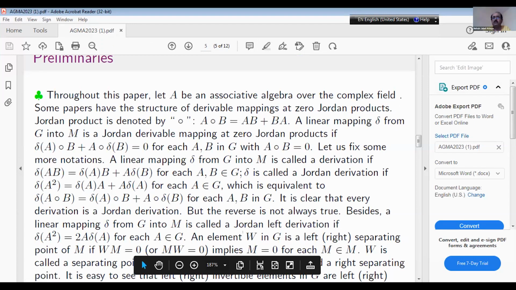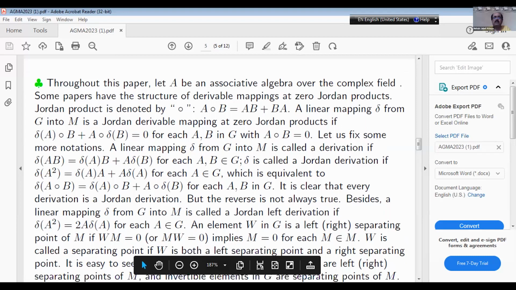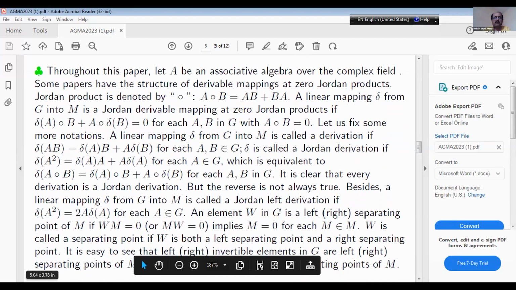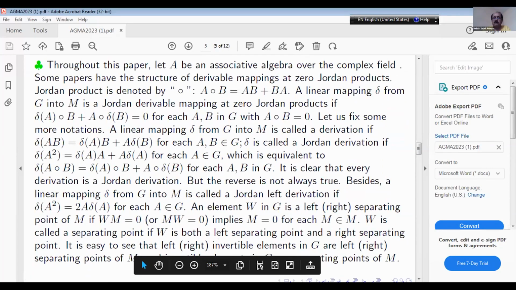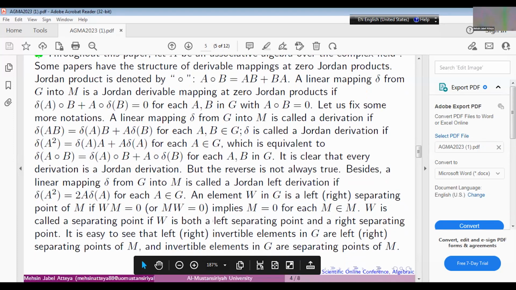An element W in G is a left or right separating point of M if WM equals 0 or MW equals 0 implies M equals 0 for each M. W is called a separating point if W is both a left separating point and a right separating point. It is easy to see that the left or right invertible elements in G are left or right separating points of M, and invertible elements in G are separating points of M.